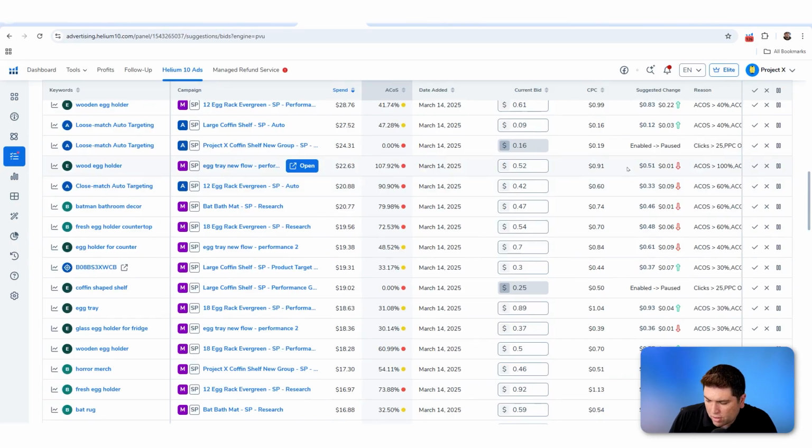Here's one, wood egg holder. Okay. I've already started bringing it down. I was getting 91 cents a click, which is over 100% ACoS. Now, again, it's not necessarily right or wrong. Some people might say, you know what, 100% ACoS, it's very doubtful, I'm going to get it down. Me, I'm like, no, I still want to try it out. Like Destiny showed you guys, sometimes it's about the bid. It's not necessarily that it's a bad keyword. So I've been bringing it down thanks to these rules. And now you can see it's at 50 cents.